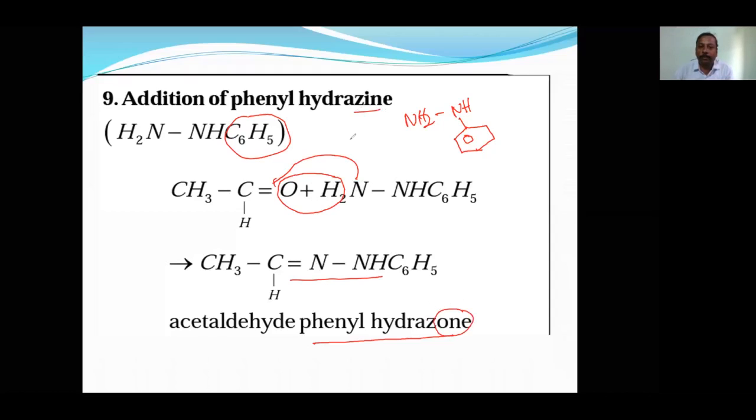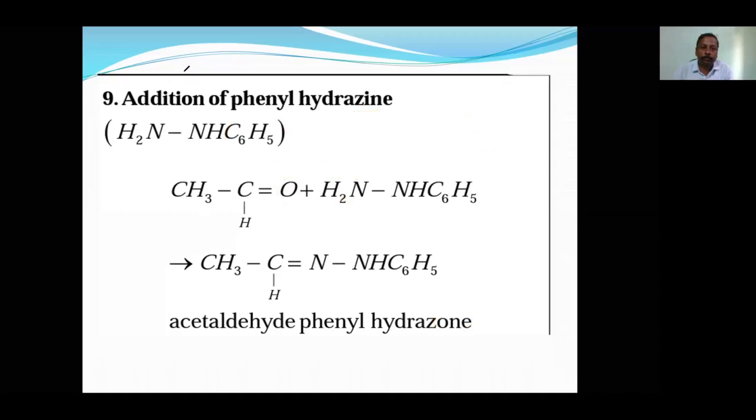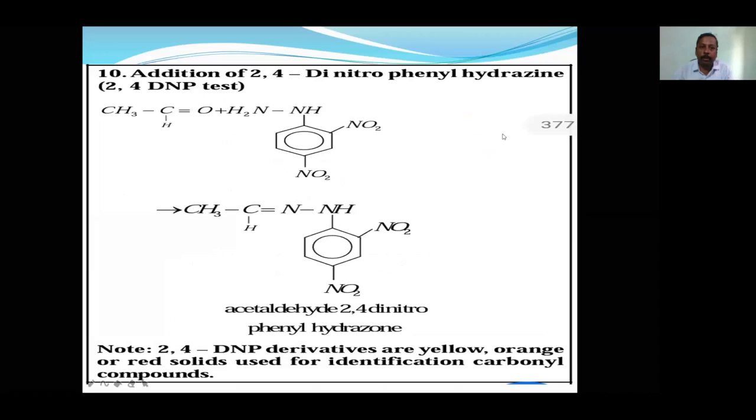And the next one is very important. That's why, actually, hydrazine and phenylhydrazine are not important by themselves, but to understand what is important, we are going to study it now. This is what is important: the DNP test, the 2,4-DNP test. What is 2,4-DNP? Up to here it is called hydrazine. Now with this it is called phenylhydrazine. Now here on the second carbon and fourth carbon, we have nitro groups. That's why it is called 2,4-DNP.